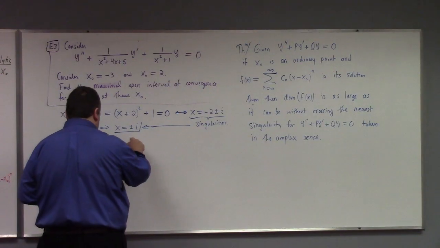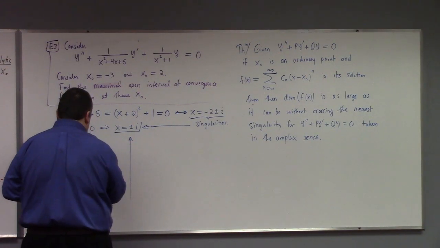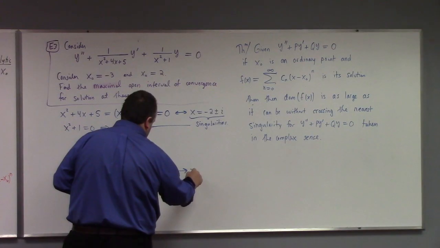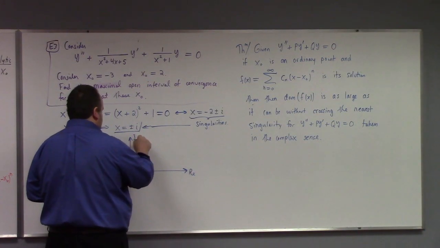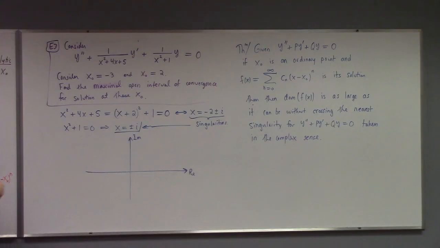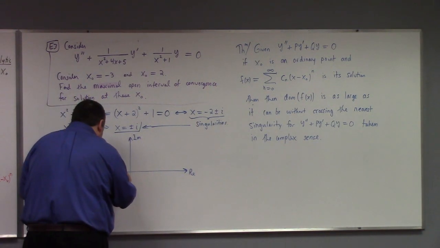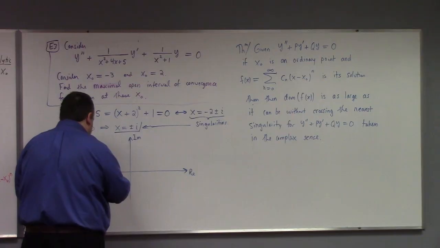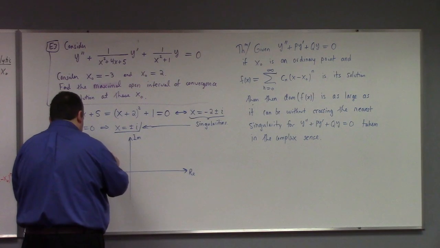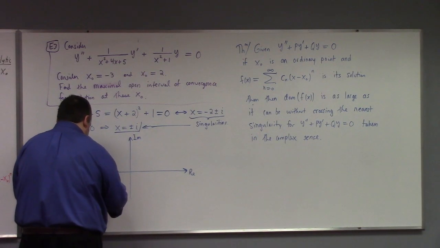So if I draw the complex plane, which is just the plane, here's the real axis, here's the imaginary axis up here. Then what I do is I graph my singular points. My singular points here are minus 2 plus or minus i. So I've got one up here and one down here: minus 2 plus i, minus 2 minus i.